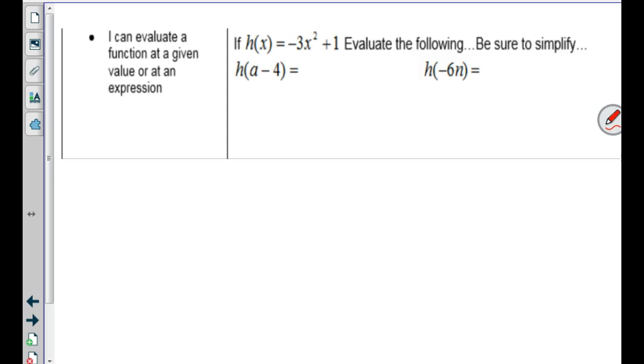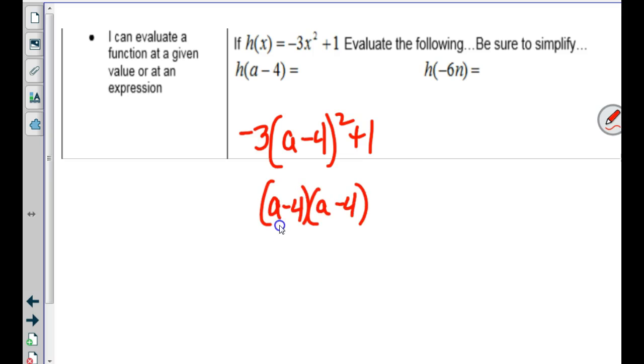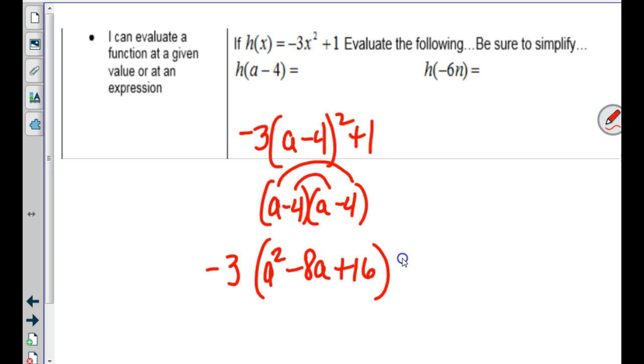I can evaluate. This one's kind of ugly. If you had -3, a minus 4 quantity squared plus 1, what would you have to do? No. You have to square it first, and you have to literally square each piece, right? Distribute all that. So you would get a squared minus 4a minus another 4a would be minus 8a plus 16. Then you would multiply by the -3 and add 1. -3a squared plus 24a. Then you'd have minus 48 plus 1, I think, something like that.